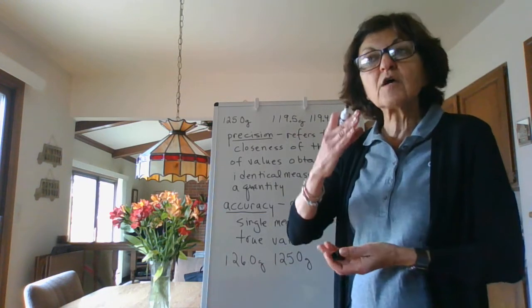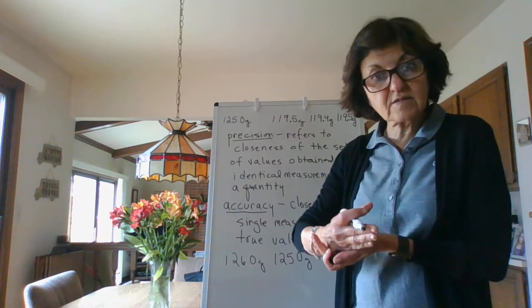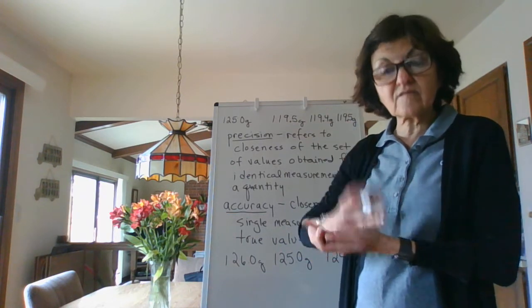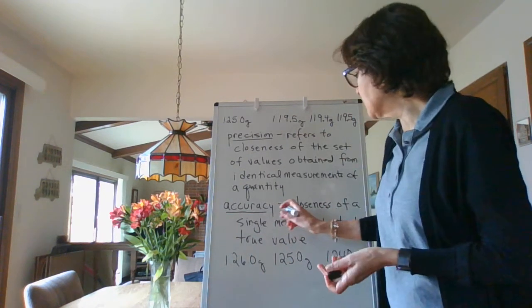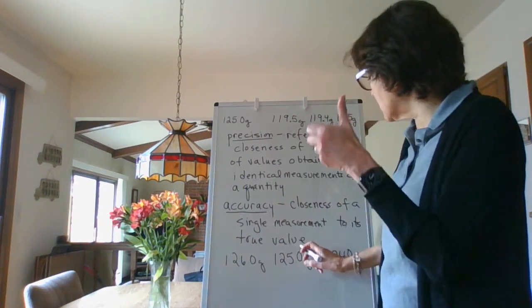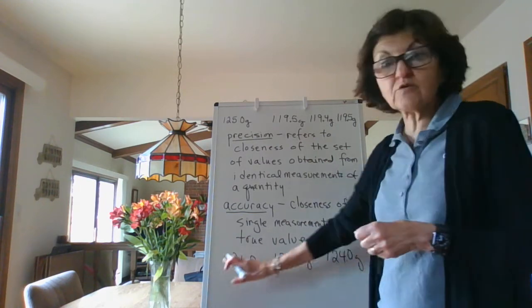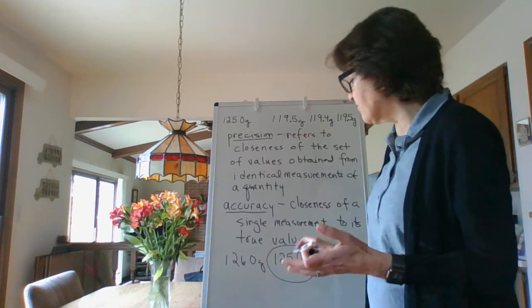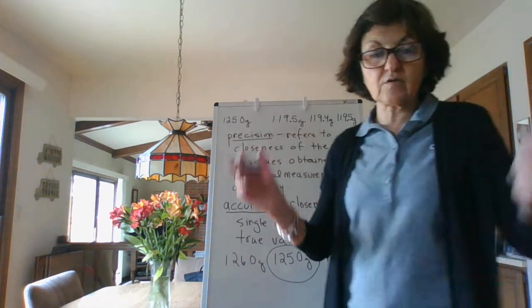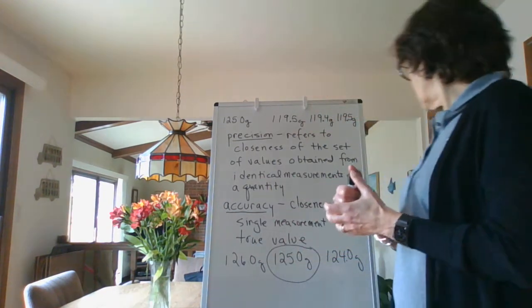Precision is all about reproducibility, doing something more than once, and getting the same value each time. Accuracy is the closeness of a single measurement to its true value. So what I did here was I showed you an average, but let's say you just did it once and you got 125 grams. It's accurate, you're done. Okay? So that's the key thing that I wanted you to know about that.